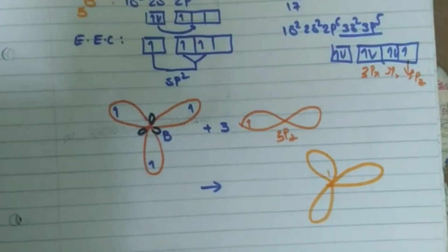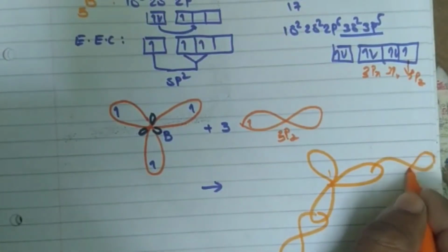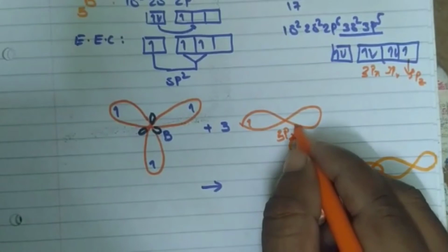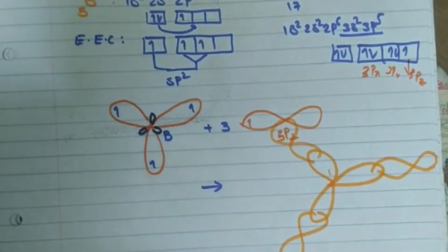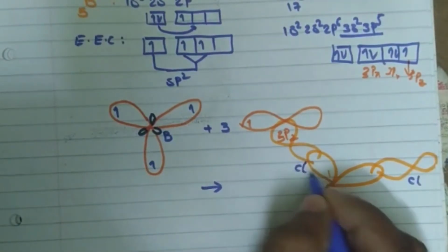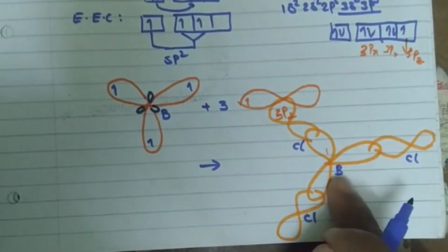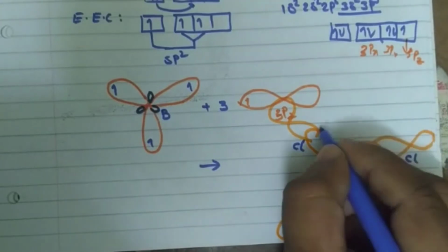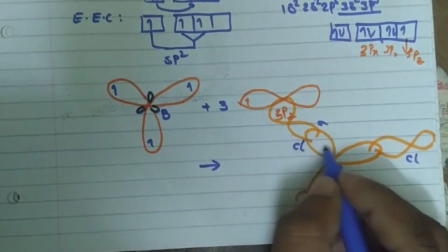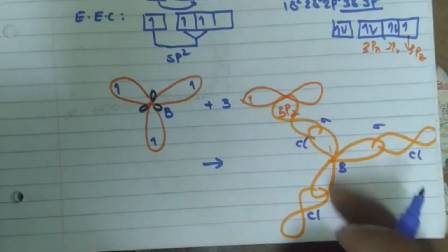This is the first chlorine atom, the second chlorine atom, and this is the third chlorine atom. So this is the boron atom, and the boron atom is combined with 3 chlorine atoms. The bonds between them are formed by direct axial overlapping. That is a sigma bond. Here one sigma bond is formed, and totally 3 sigma bonds are formed.